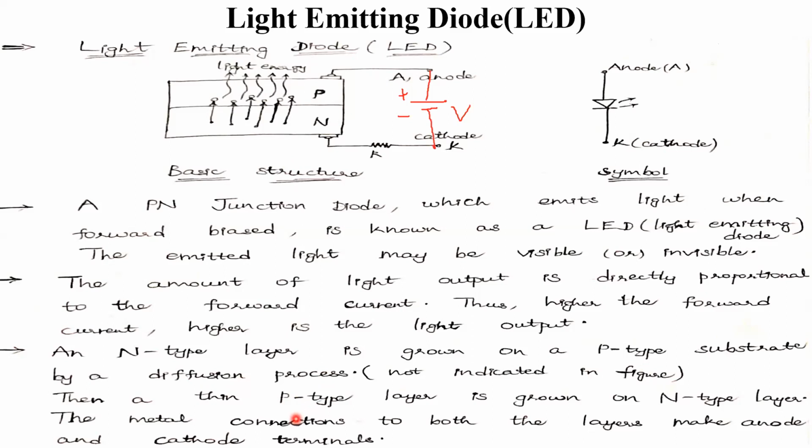Then a thin p-type layer is grown on the n-type layer. The metal contacts to both the layers make the anode and cathode terminals here. This is the p-type layer, and this is the anode terminal and the cathode terminal, and some resistance is also provided to the cathode terminal here.